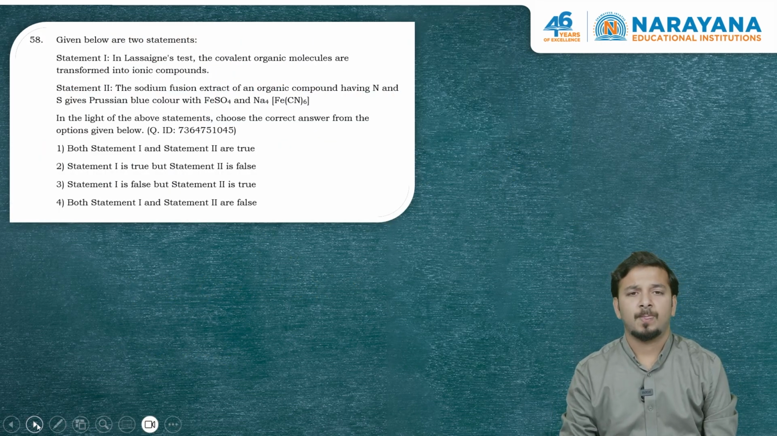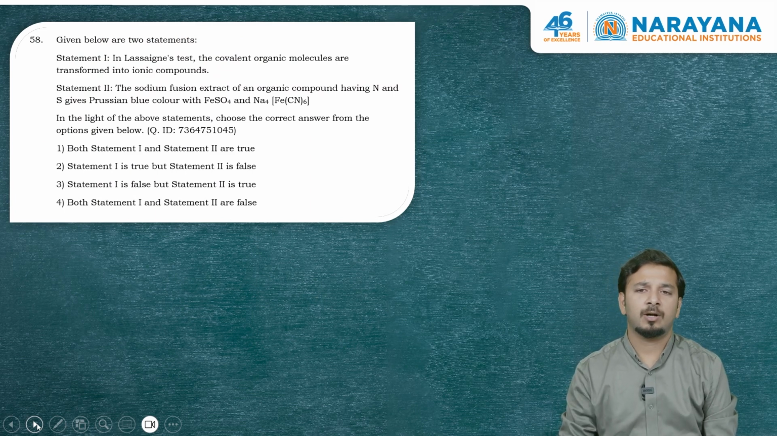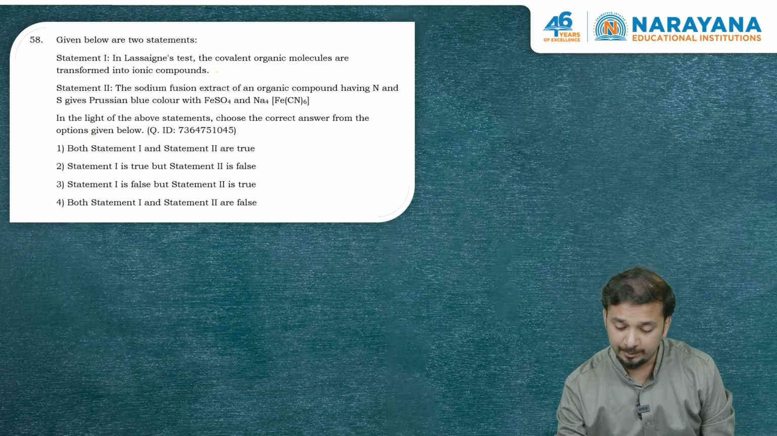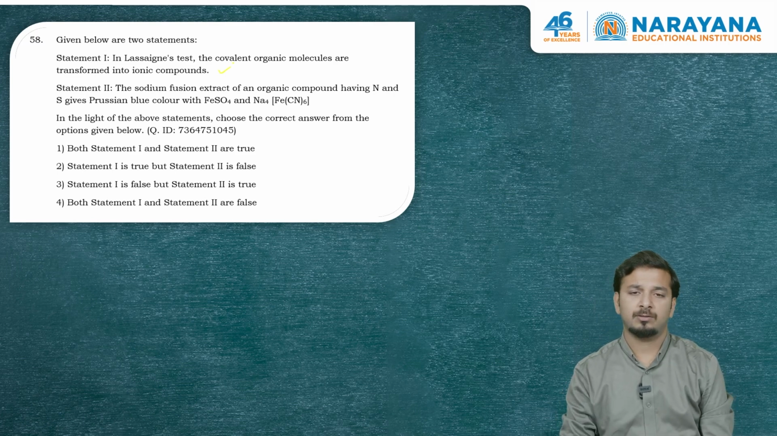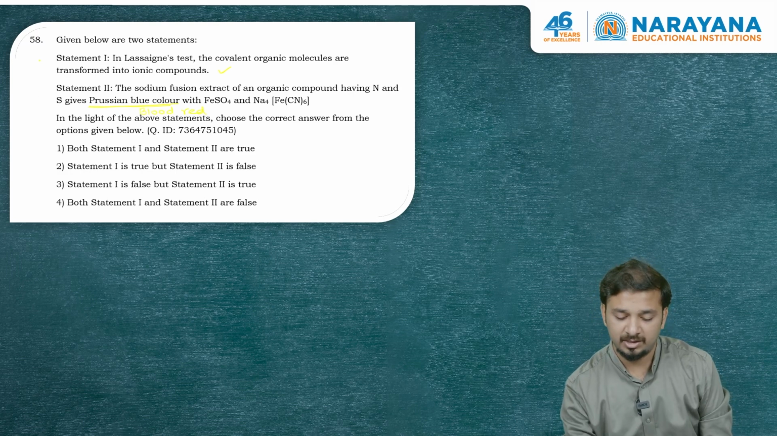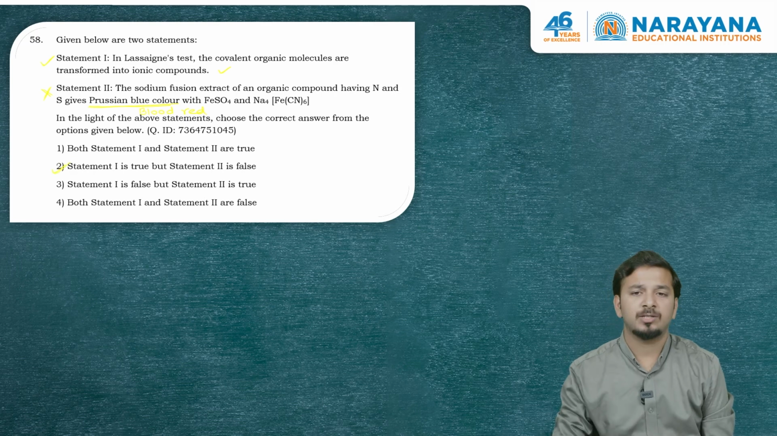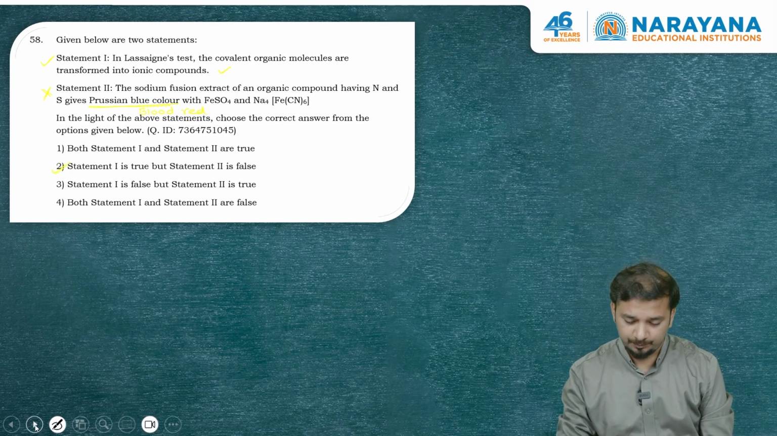Moving to next question. Again two statements are given. First statement says in Lassaigne's test, the covalent organic molecules are transformed into ionic compounds. That is correct, with the prepared sodium extract. So it is correct. Statement 2 says the sodium fusion extract of an organic compound having nitrogen and sulfur gives Prussian blue color. That is incorrect. If both nitrogen and sulfur are there, then Prussian blue color is not obtained; blood red color is obtained. It means statement 1 is correct and statement 2 is wrong. So the correct answer for this question is option number 2, that is statement 1 is true, but statement 2 is false.